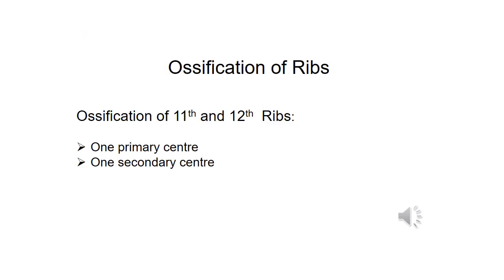Now, the ossification of 11th and 12th rib. 11th and 12th ribs ossify from one primary center for the shaft, as we talked about in case of a typical rib, and they have one secondary center for the head. As you already know, the 11th and 12th rib don't have neck and tubercle, they only have head and anterior end. So they ossify from one primary center for the shaft and one secondary center for the head. That's all about the ossification of ribs.